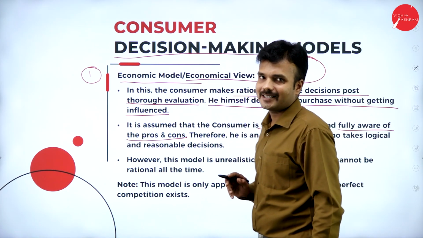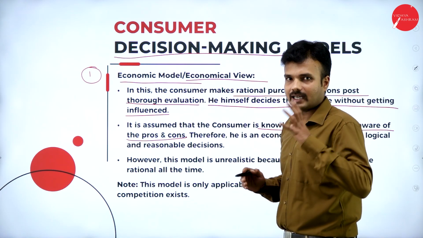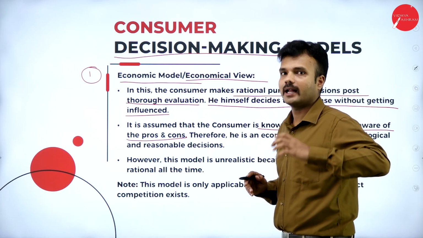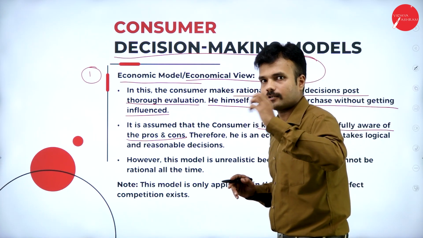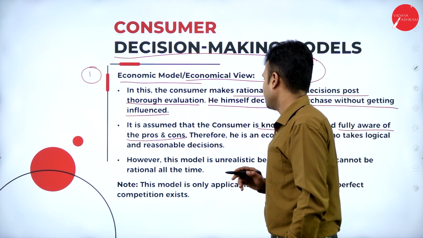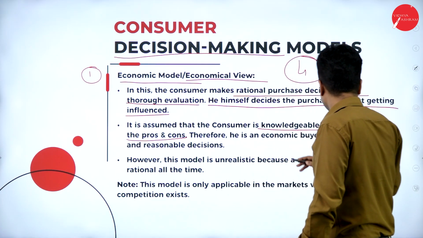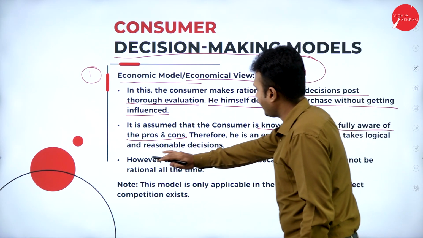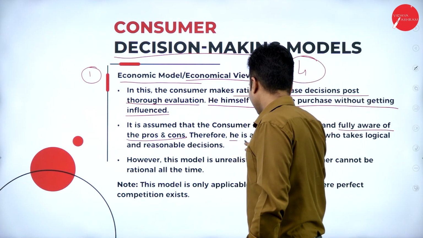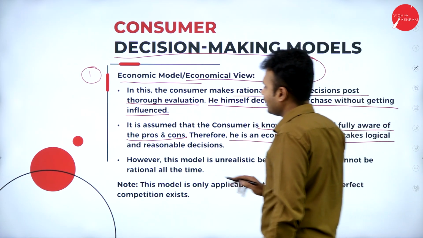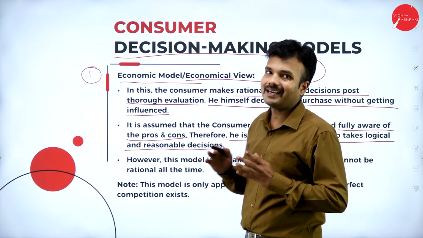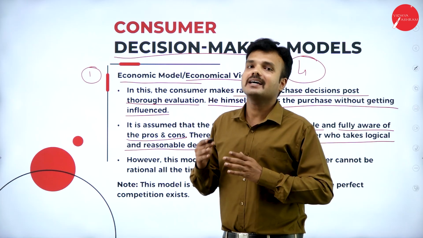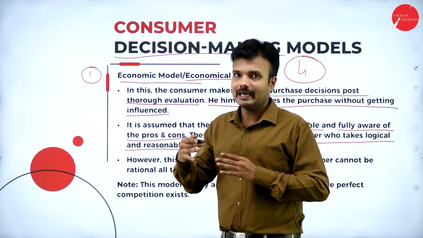According to this model, the customer is completely aware of the product, its pros and cons, the positive aspects and also the negativity of the product. Therefore, he is an economic buyer who takes logical and reasonable decisions. He won't simply make a purchase decision. Before making a purchase decision, he thinks logically twice, and after that he may purchase the product.